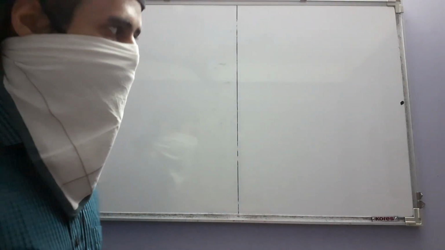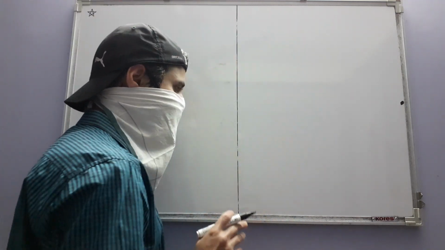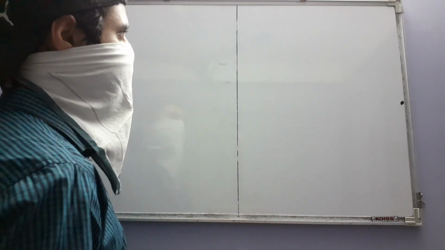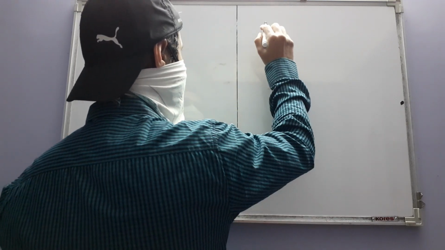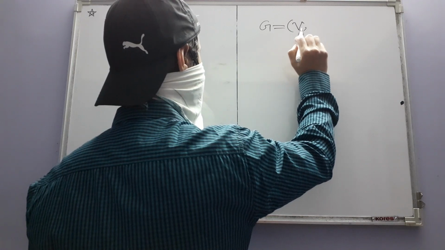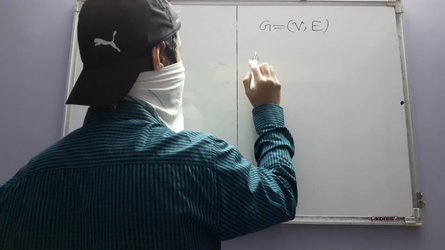Okay, so let us start by recalling what we did previously. What we saw last is the cut space, right? And the cuts themselves were these. Say we have a graph G whose vertex set is V and edge set is E.